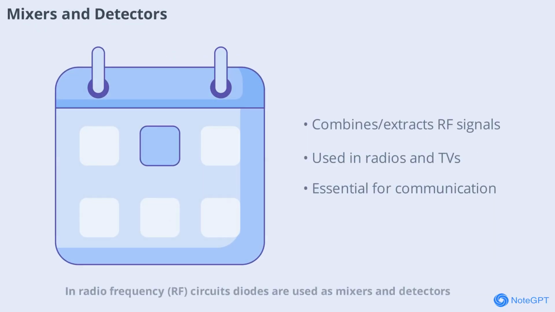In radio frequency (RF) circuits, diodes are used as mixers and detectors. They help combine or extract signals at different frequencies, enabling the reception and processing of radio signals. This application is vital for communication devices like radios and televisions.